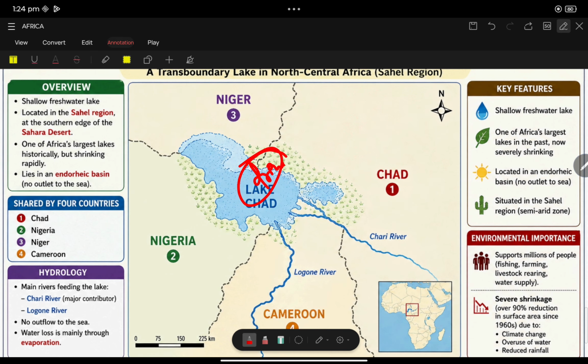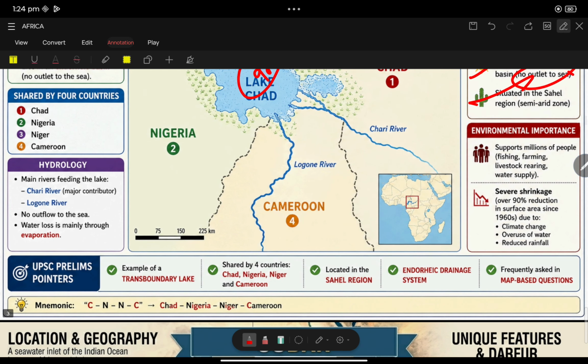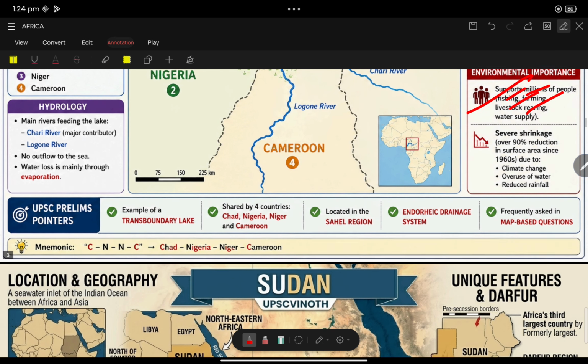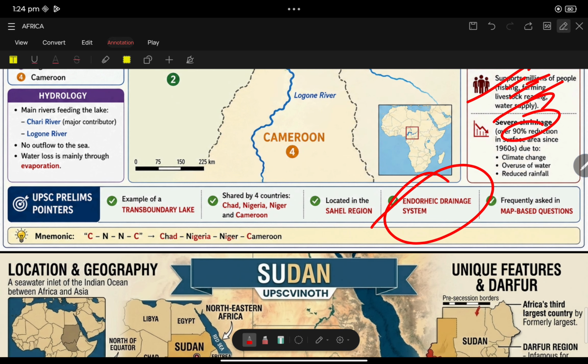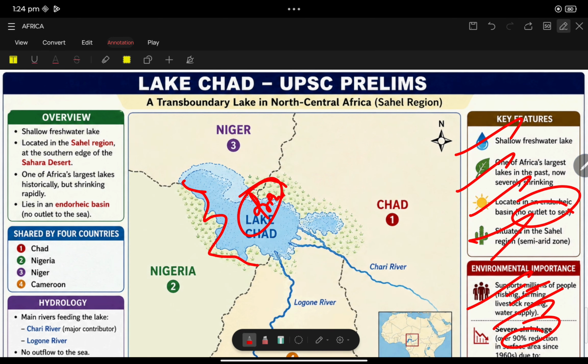It is a shallow freshwater lake, one of Africa's largest lakes in the past. Now it is shrinking severely. It is located in an endorheic basin with no outlet to the sea, situated in the Sahel region, supporting millions of people for fishing, farming, and livestock rearing. Severe shrinkage, 90% has been reduced. The lake spreads to Nigeria, Niger, Chad, and Cameroon, four countries, so it is a transboundary lake.